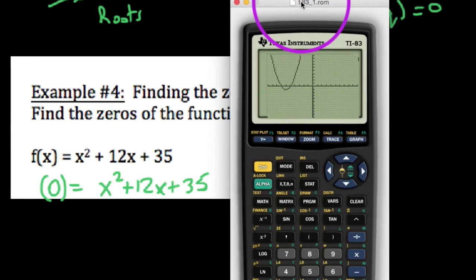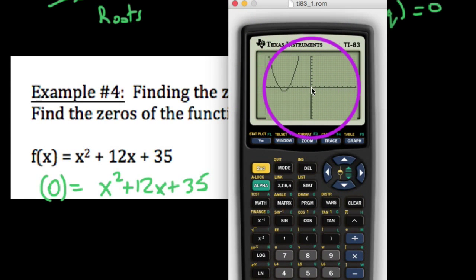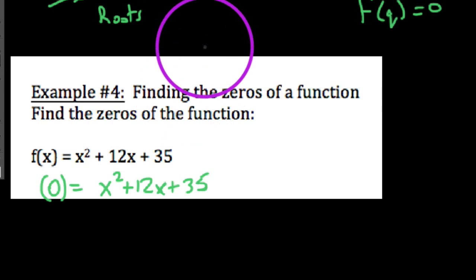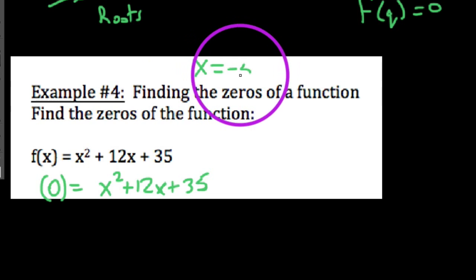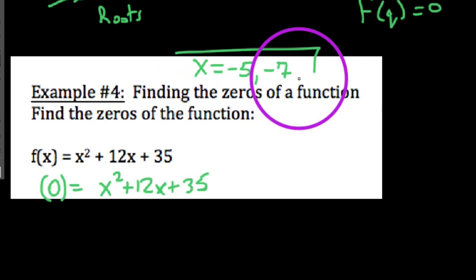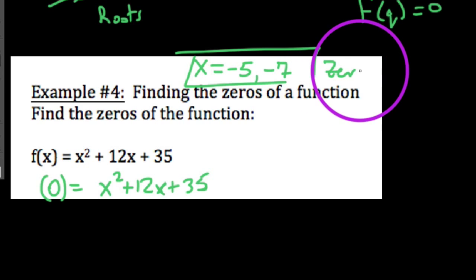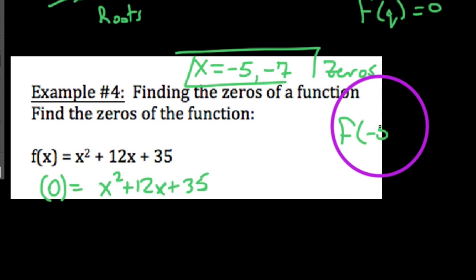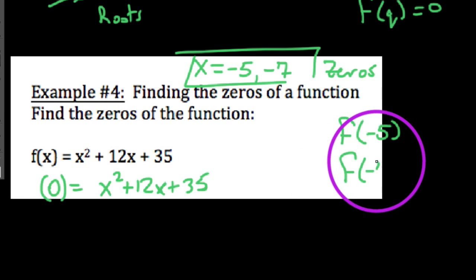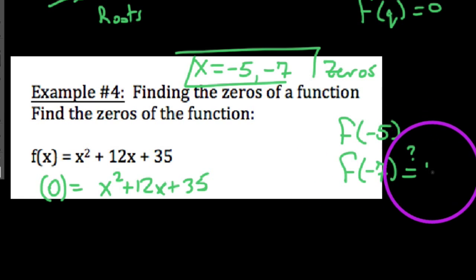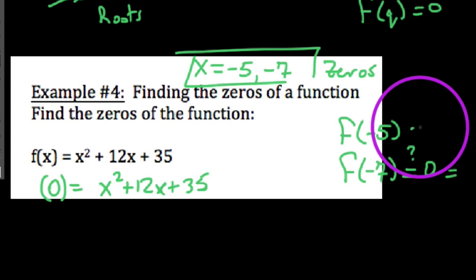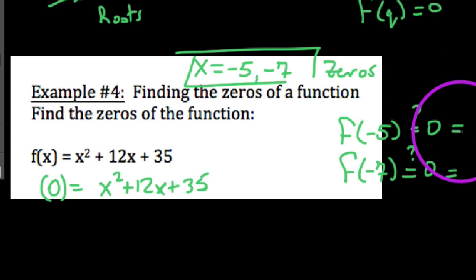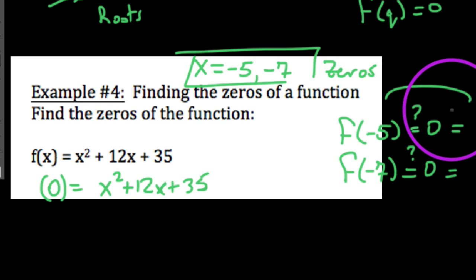And what we're really looking for are the x-intercepts. So what I see here is if I count left, I got 1, 2, 3, 4, negative 5, negative 6, negative 7. So I think that the zeros of this function are negative 5 and negative 7. These would be our solutions, but they're also called the zeros. And so the question becomes this. When I plug these into the function, like f of negative 5 and f of negative 7, do we actually get 0?